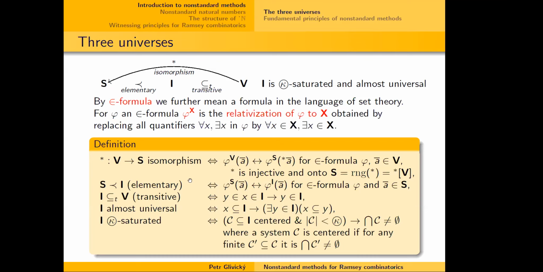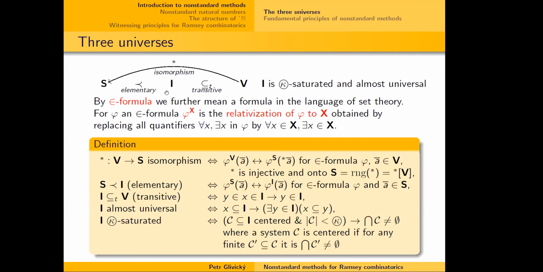Also, what elementary substructure or subclass means should be clear to all logicians, so it's written here just to be complete. The transitivity property between I and V. I is a transitive subclass of V, which means that it's closed under elements of elements. So any element of I is actually already a subset of I, which is not perhaps that known as a term, is what almost universal means.